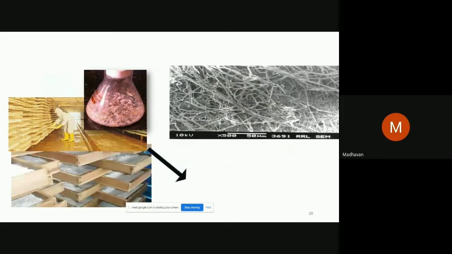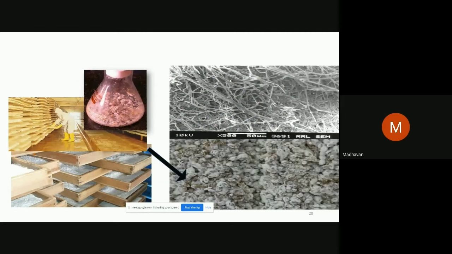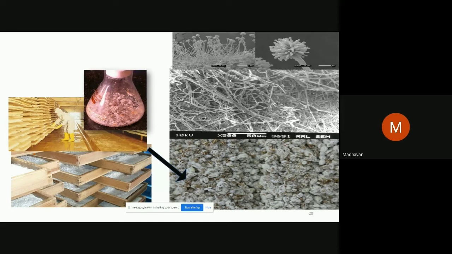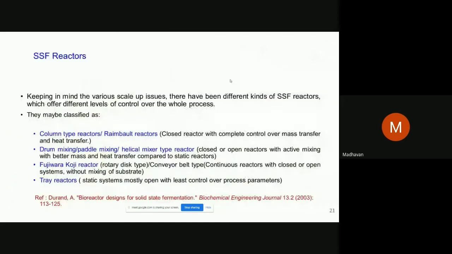And you can see a beautiful picture. The fungus is growing on wheat bran and spreading over there, and this was taken in our lab. In these pictures you can see the wheat bran where the white fungi are growing, and some of the tray fermentation for solid state fermentation where the Aspergillus is growing. Beautiful pictures.